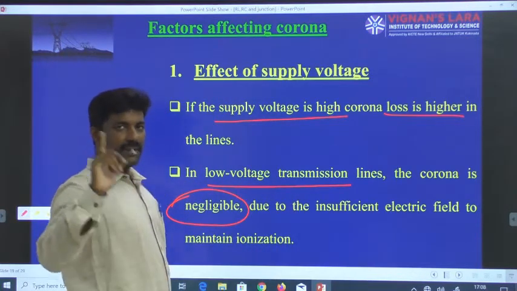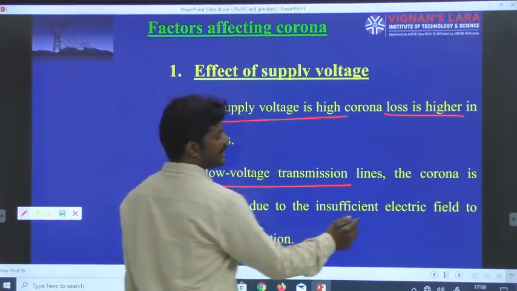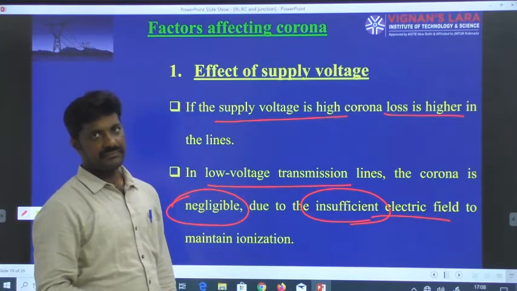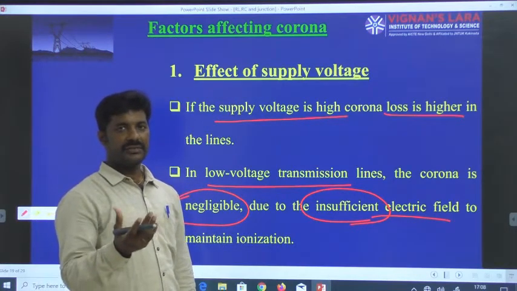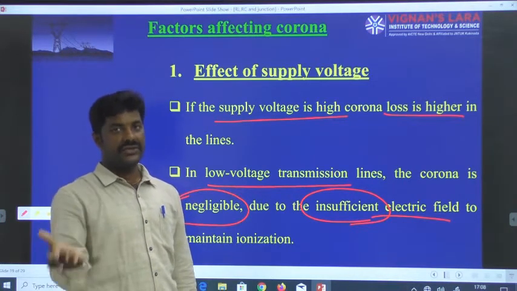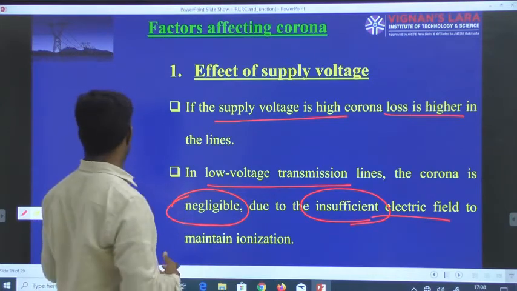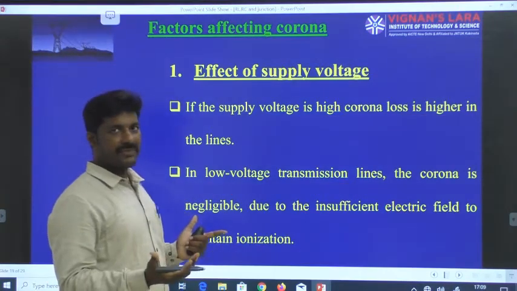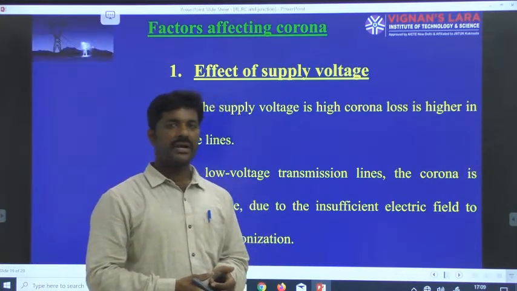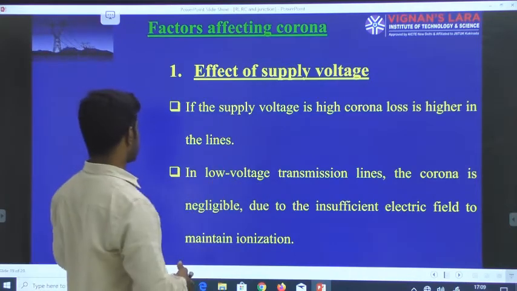Mostly the corona is observed in the high voltage transmission lines, because in low voltage lines the electric field intensity developed around the conductors does not have that much capability, that is, it is insufficient to start ionization of the air. So this is about the supply voltage. If the operating voltage increases, obviously the corona process also increases.